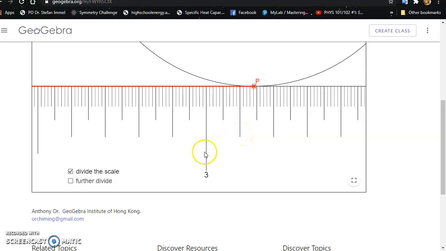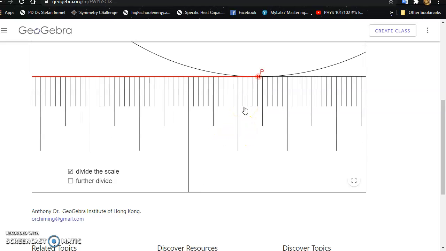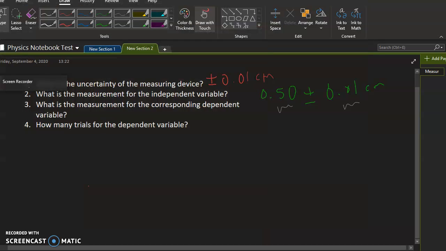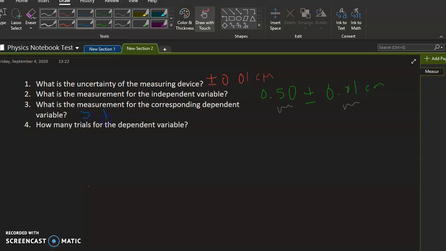3.1. Every big tick mark is a millimeter. So 3.1, and then I'll count. 1, 2, 3, 4. Okay. So this would be 3.14 plus or minus 0.01 centimeters. That's my trial 1.